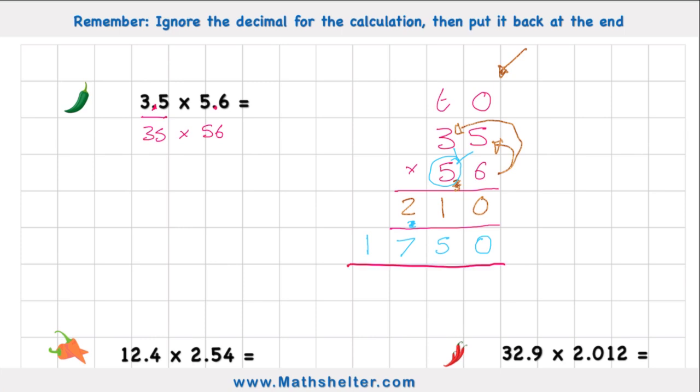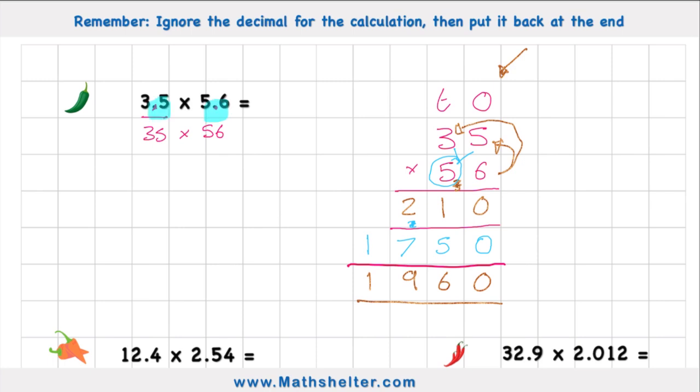Now I'm nearly there. All I'm going to do is add up my answers. So I have 210 added to 1,750. So ones column is 0, 6, 9, and 1. So I might be tricked into thinking I have finished. This is my answer. But don't forget, I ignored these decimals at the start.